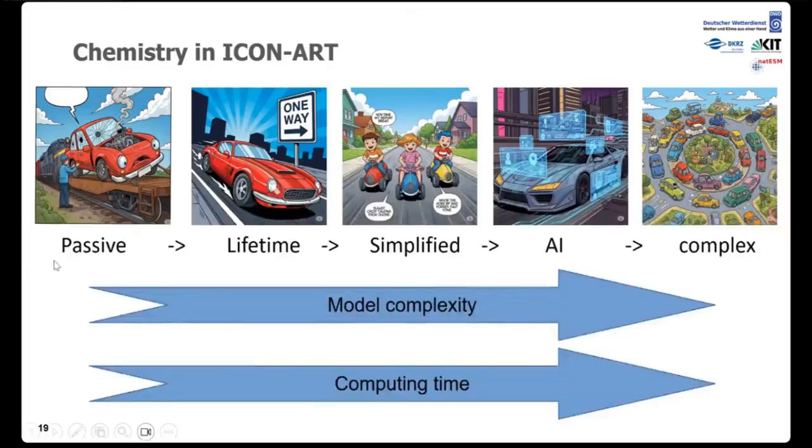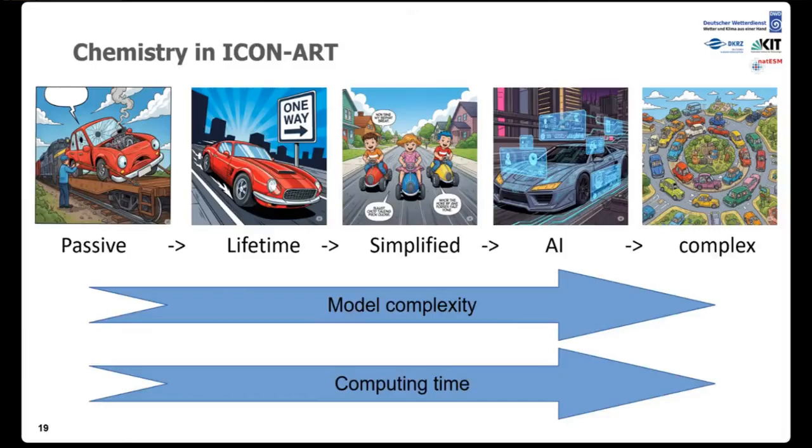So I start here from the left to the right, and from left to right, the model complexity within the chemistry is increasing, but also the computing time. So it's always a trade-off. If you want to do more precise, you go more to the right side of this graph. If you want to save computing time, you go more to the left.